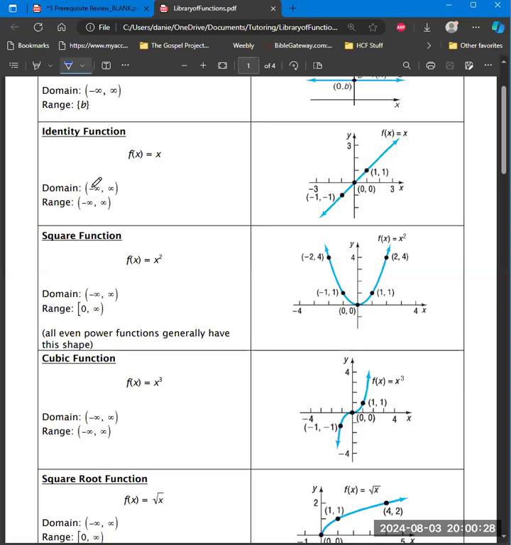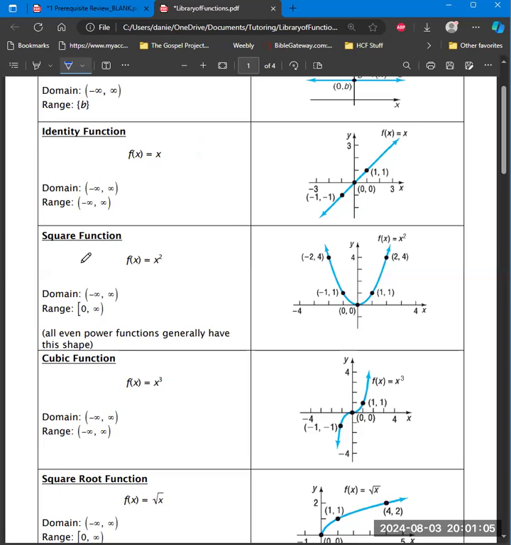Then we have the identity function, which is what we were just about to talk about over there as a linear function, f of x equals x, and it looks like the function over there on the right. It has a domain of negative infinity to infinity and a range of negative infinity to infinity. And the end behavior here is going to be similar on all odd powered functions, like this, where a power function is in the form of x to the n.